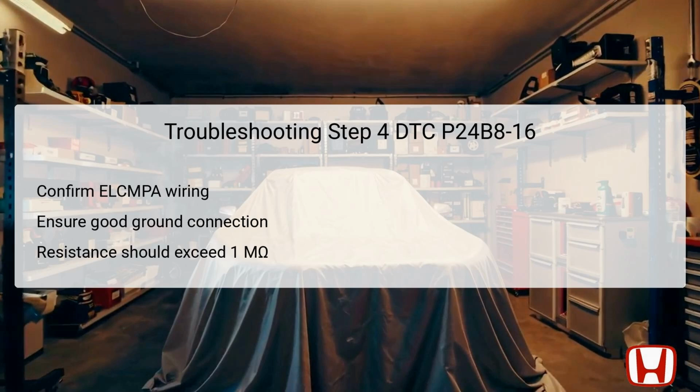Similar to previous steps, start with the vehicle in the off position and keep both the EVAP leak check module and PCM connectors disconnected. During this inspection, there should be more than 1 mega ohm of resistance when checking for shorts. Resistance levels below this threshold signify a problem, either with the wire itself or its connection to ground. Detecting shorts in the ELCMPA circuit is essential since they can disrupt the sensor's signal output, directly affecting vehicle performance and emission standards.